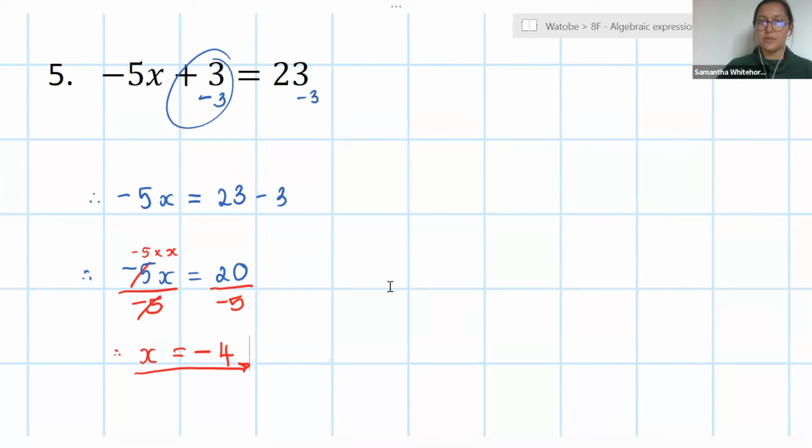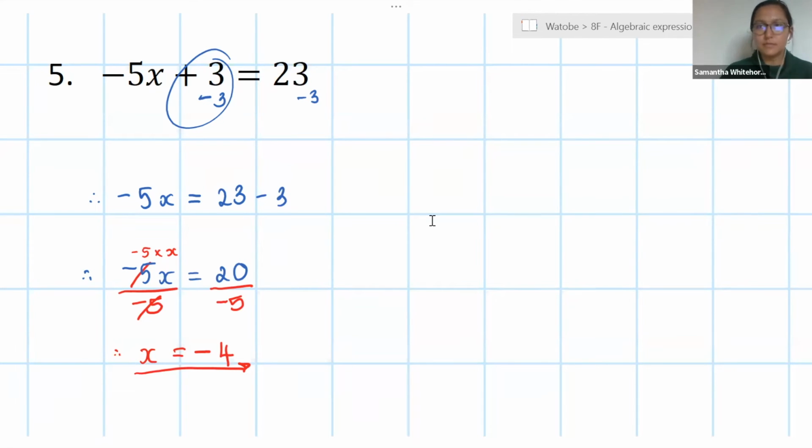Well done, everyone. Okay, we have Tavi saying she has a question. Tavi, can you unmute? Okay, ma'am, there you wrote negative 5x equals 20.